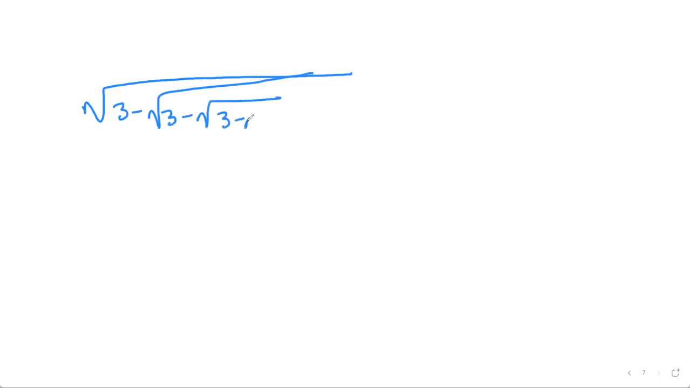Now the next trick, if a question comes like this: root of 3 minus root of 3 minus root of 3 minus root of 3 minus, up to infinity. This is the question. So Miss Chitra, what is the difference between the previous one and this one?